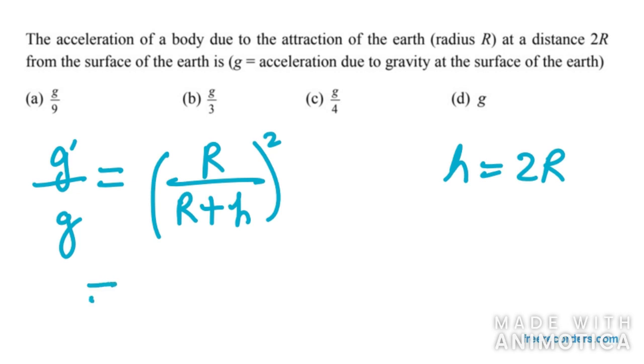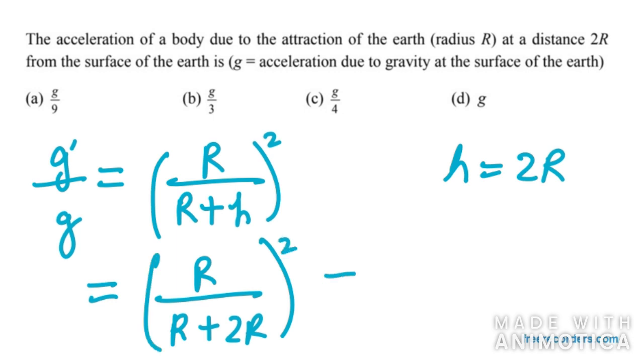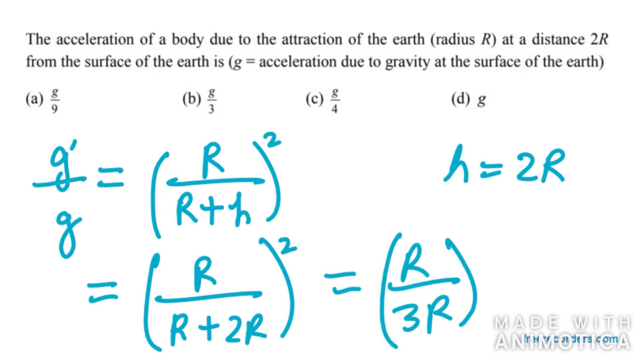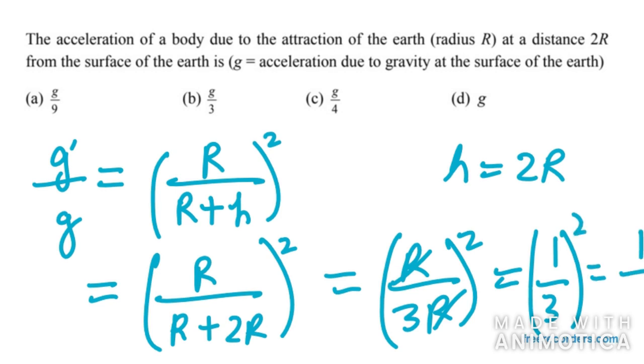So you need to replace h with 2R. So R over 3R, that means R can be cancelled out. So 1 by 3 whole square will be 1 by 9. So it will be g dash equal to g over 9.